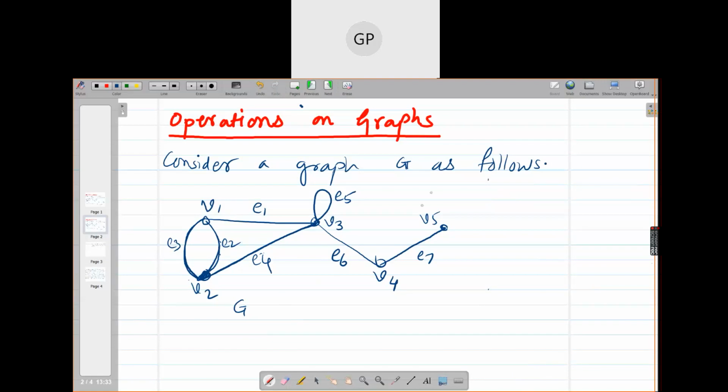Now this is G here. Now, edge deleted subgraph. Can you see this page?